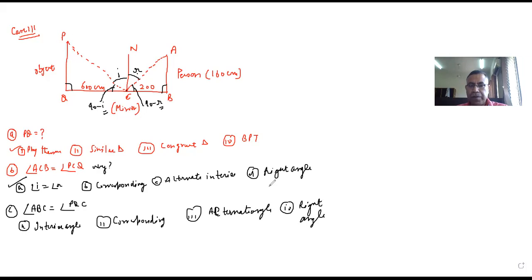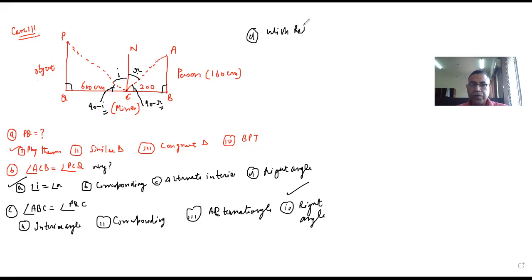The answer will be given by Janvi Behal. Are you there, Janvi Behal? Yes, sir. Right angle. Perfect. Why? Because object and person both are at the angle of 90 degree on the ground. They are standing straight. When they are standing straight, that means they are making an angle of 90 degree with the ground.